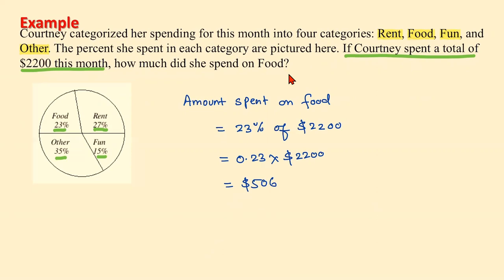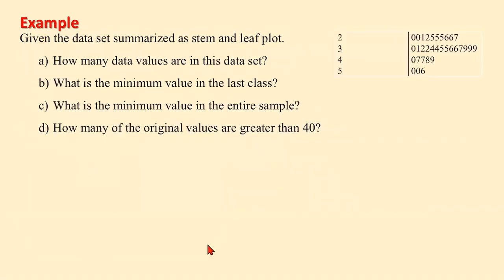Okay, so it's quite easy because they have given the percentage and the total spending. So the amount spent on food will be 23% of 2,200, which will be $506. So that is the quick application of the pie diagram. Here's the other one. Let's see what is given here. Okay, here, given the data set, summarize as a stem and leaf plot. So they have given the data in the form of stem and leaf plot here. Okay, so these are the numbers in the 20s. So the meaning of that is this is 20, 20, 20, 21, just like that.